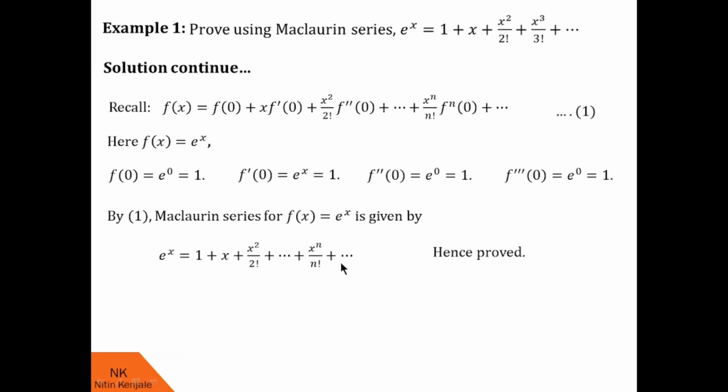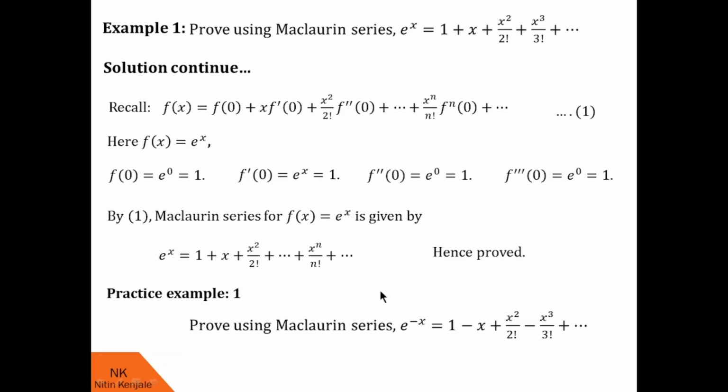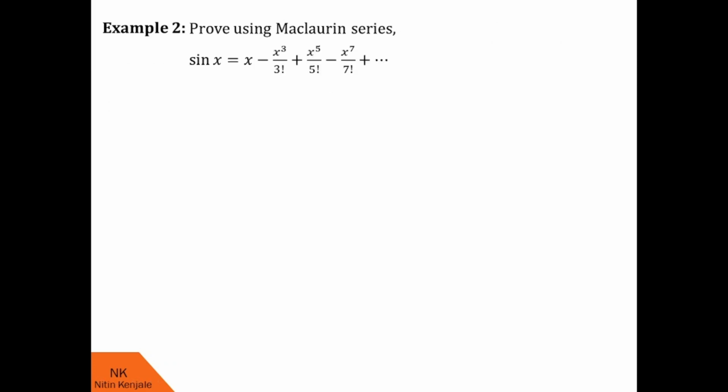Now I have a similar practice example for you. Here I ask you to prove that the series of e raised to minus x is 1 minus x plus x square upon 2 factorial minus x cube upon 3 factorial, and so on. Now let us go for example number 2.